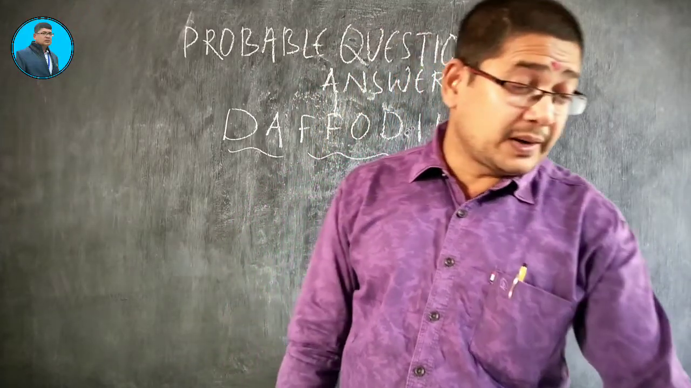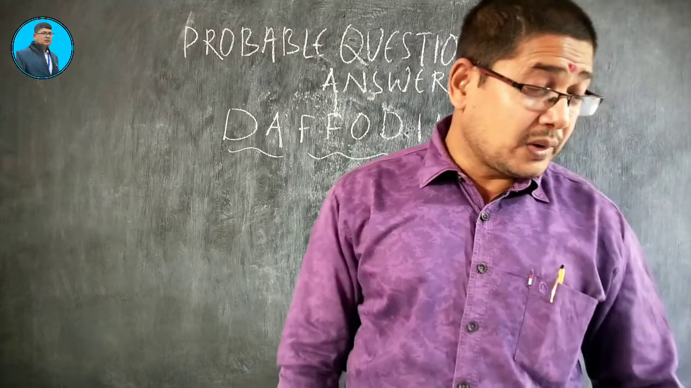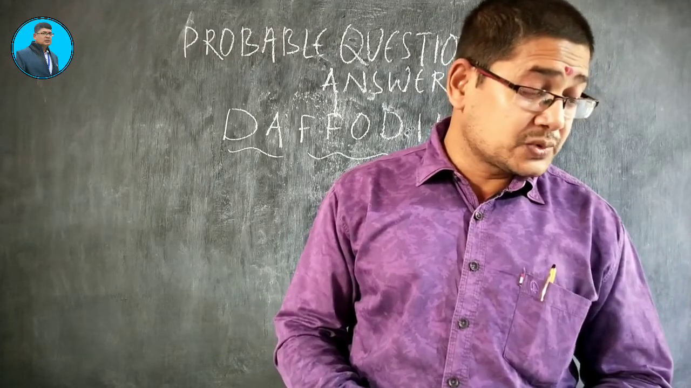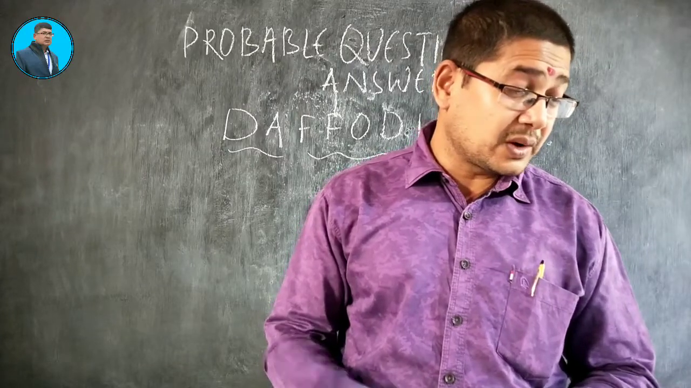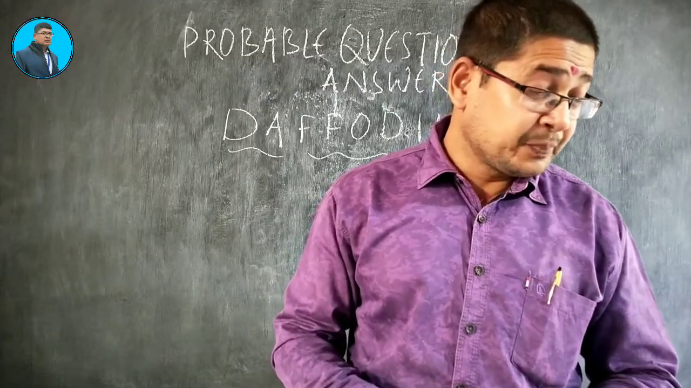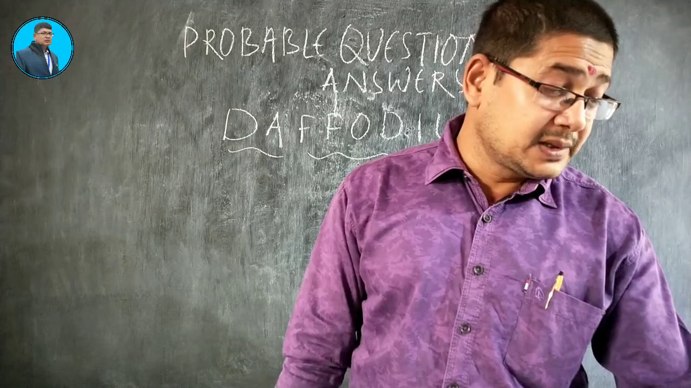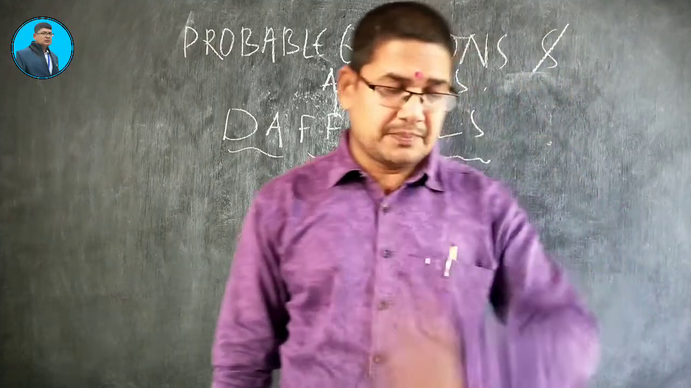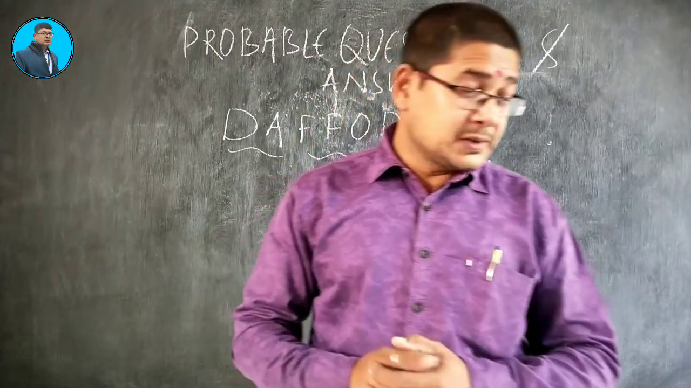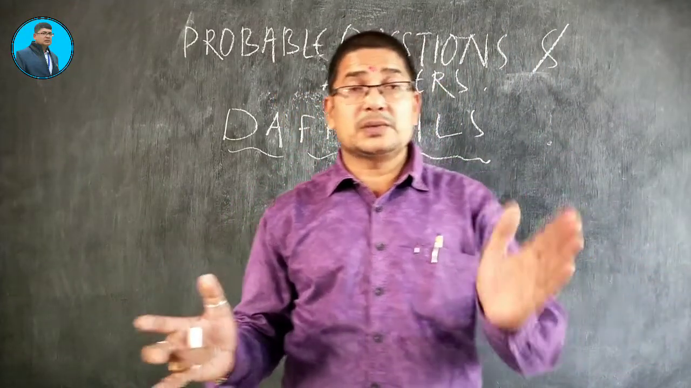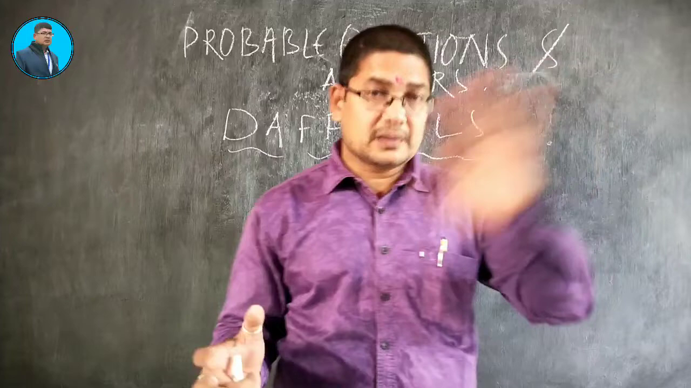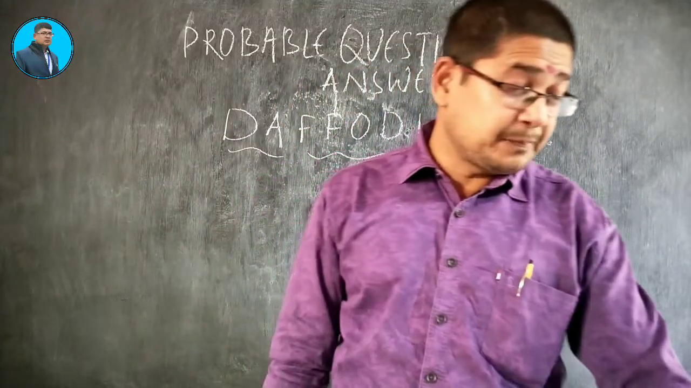So passage number 5. I wandered lonely as a cloud that floats on high o'er vales and hills, when all at once I saw a crowd, a host of golden daffodils, beside the lake, beneath the trees, fluttering and dancing in the breeze. This is the passage. So where did the poet see the daffodils? The poet saw the daffodils beside the lake, beneath the trees, under the trees, you can see.